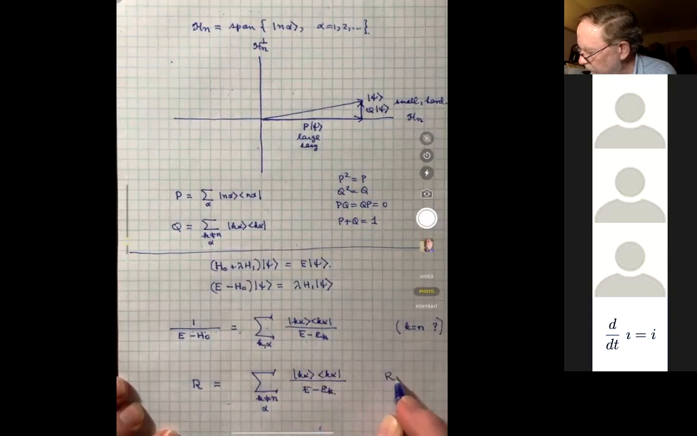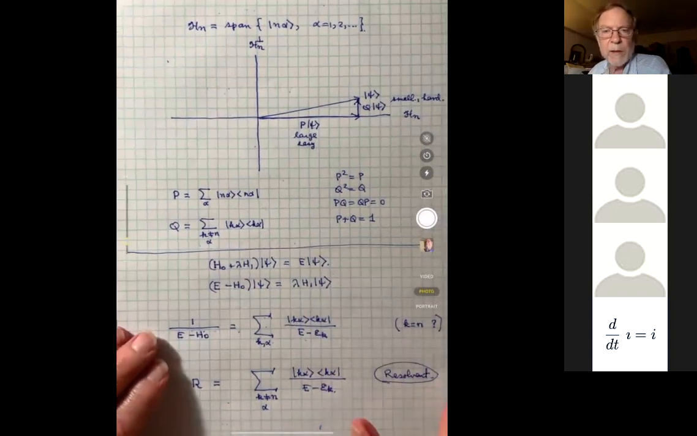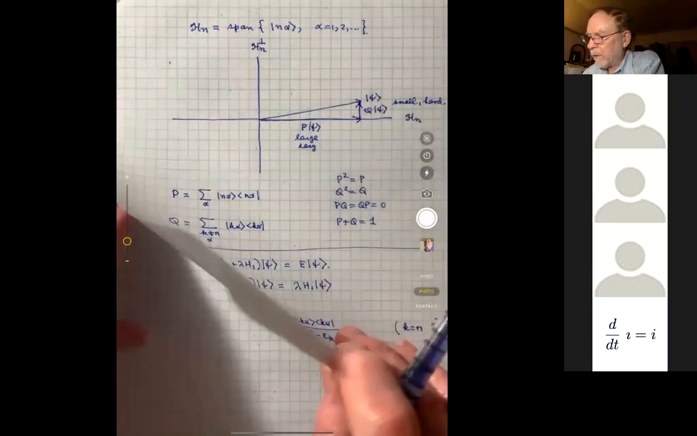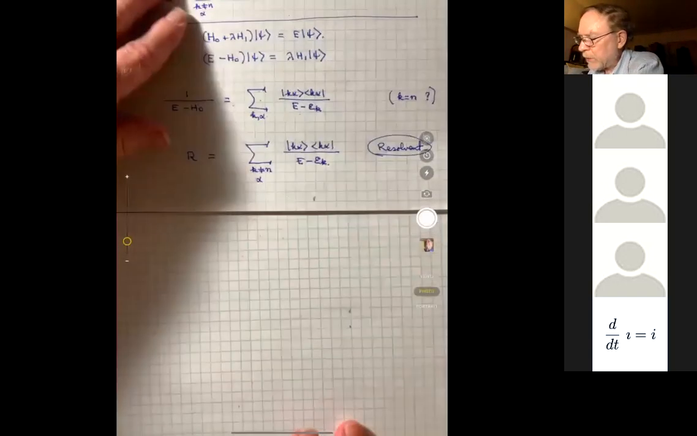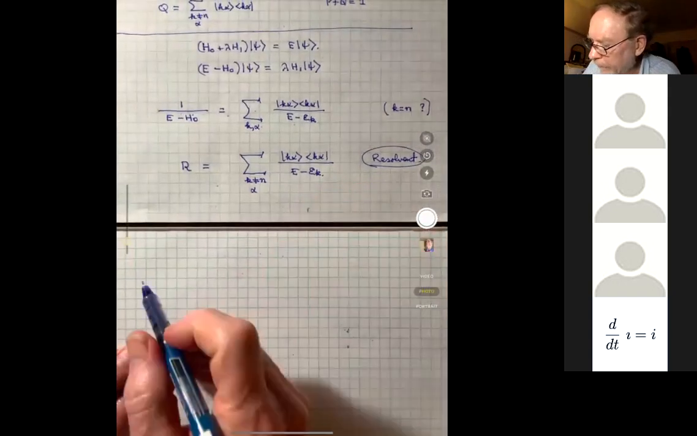And this R stands for resolvent, which is what this operator is usually called. It's related to the Green's functions, which occur in scattering theory, which we'll learn more about next semester. So now what I'd like to do is to tell you some things about this resolvent operator, because it turns out it gives us what we want.